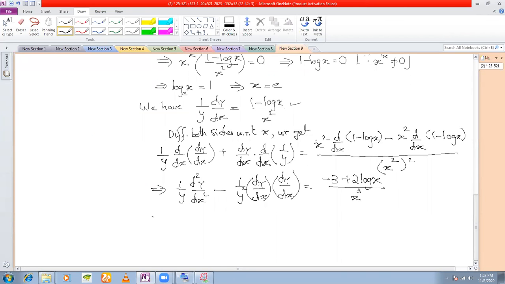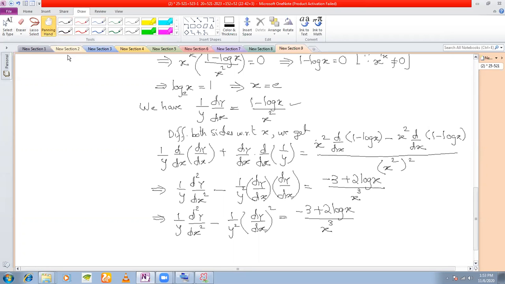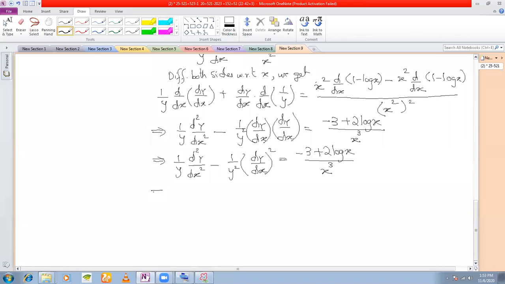Okay, so what are you getting here? (1/y) d2y/dx2 minus (1/y^2)(dy/dx)^2 is equal to (-3 + 2 log x) divided by x cube. Okay, so now that means, see here, we need to check the sign of d2y/dx2, right? At x = e, right?